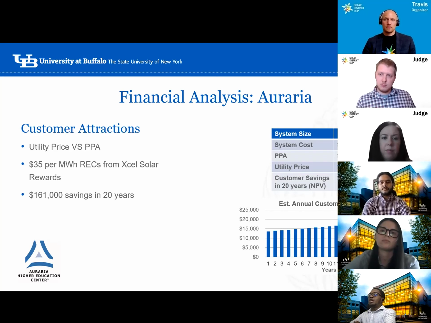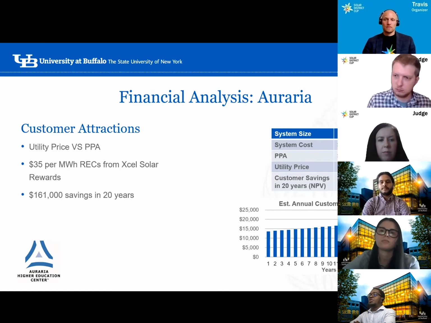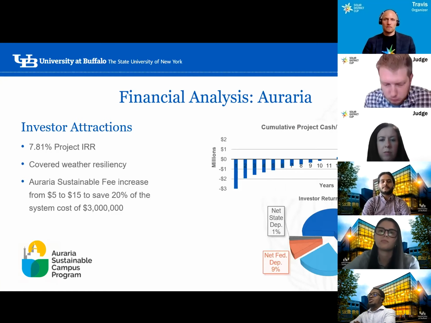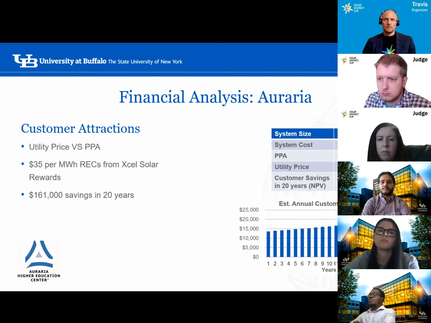Our customer will save about $13,000 in the first year, and the net present value of the customer savings will be around $160,000 in 20 years. We decided to use REX because it positively affected our PPA price. Without REX, we'd have to double our PPA price to meet our IRR of 7.81%, and that's not a competitive deal.